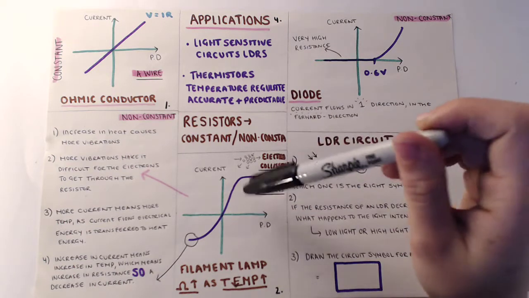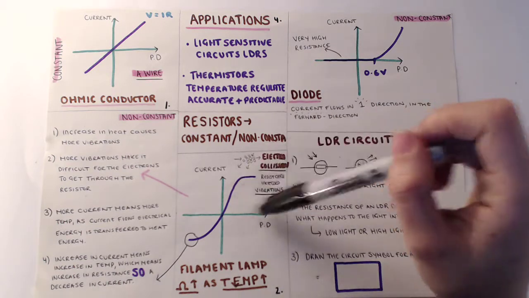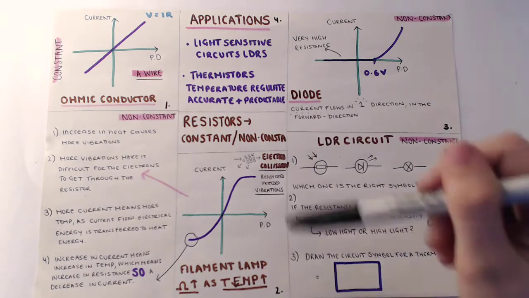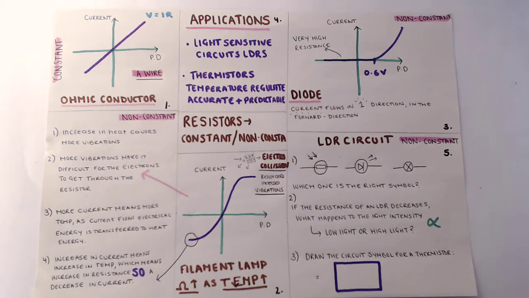So think about the resistance increases here, more vibrations. When you have more vibrations, your current is going to tail off because there's such a great increase in resistance. Hopefully that makes sense. It's a more complicated question in your GCSEs, but it's good to have a go at it.